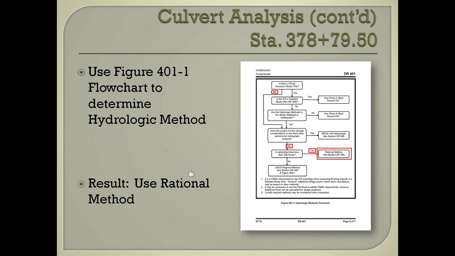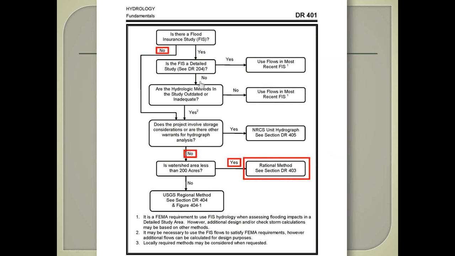Okay, now we need to know what type of method we use for determining our flow. Just a close-up of this, we go to this flow chart. Is there a flood insurance study? No. Does the project involve storage? No. Is the watershed less than 200 acres? Yes. We're going to use the rational method.